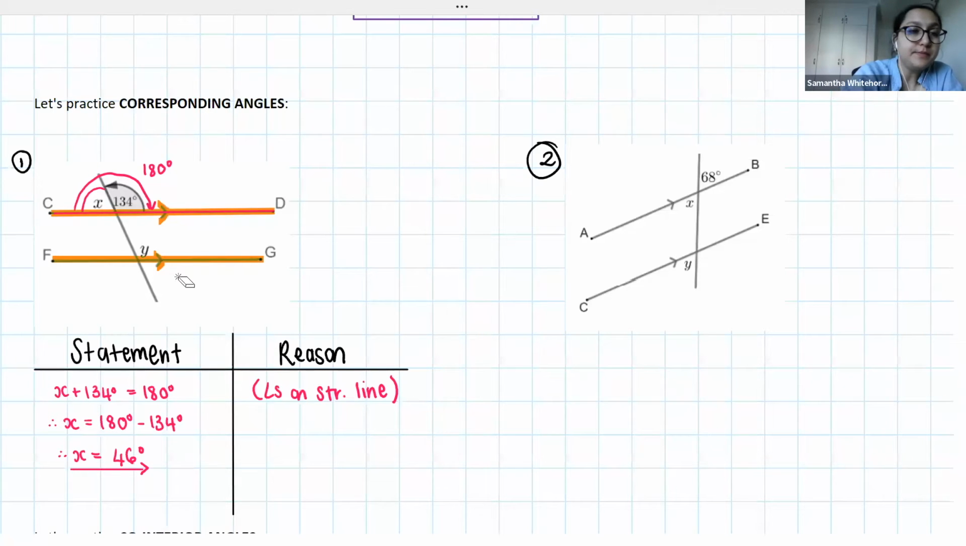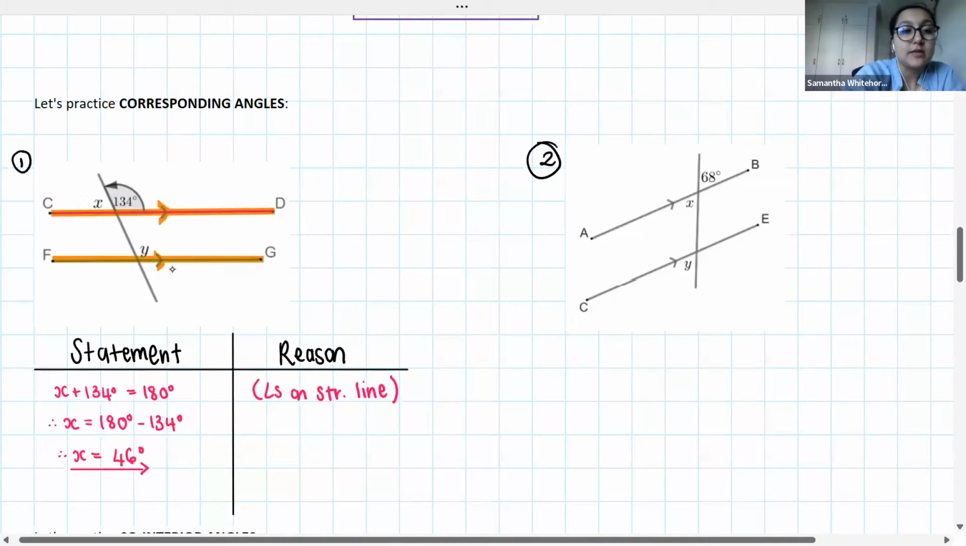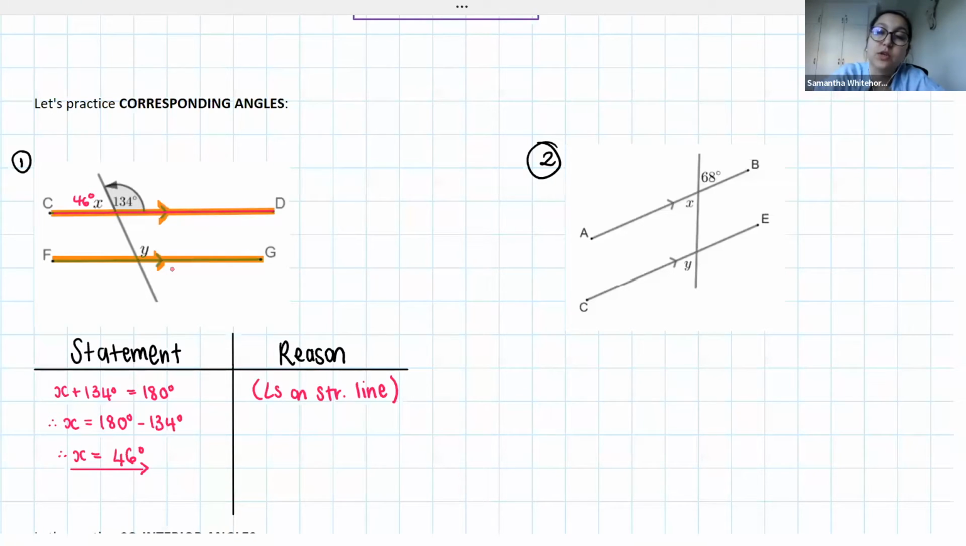Now guys, remember, once you've worked out an angle, just put it on your diagram for yourself. It might help you work out angles later on. So it might help us work out angle Y. It might not, but it might. And so it's always important to write down what you have just in case it does help you. So we've worked out that angle X is equal to 46 degrees.